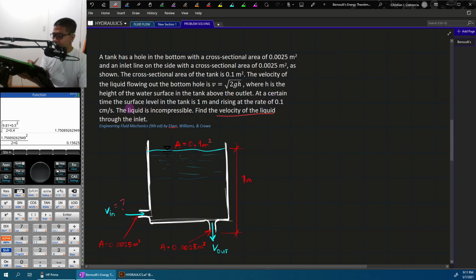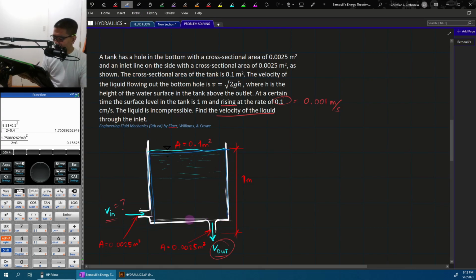Okay, so at a certain time, the surface level in the water tank is 1 meter and rising at a rate of 0.1 centimeter per second. So this is equal to, if we divide this by 100, no? This is 0.001 meter per second. So that is the rate at which our water level is rising. Okay, so if we compare these two, more is coming in than going out. Okay? So, how do we solve for the velocity? So, if we take this as our control volume, here, no?